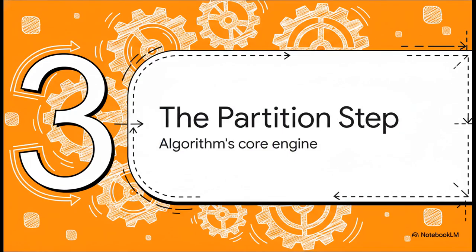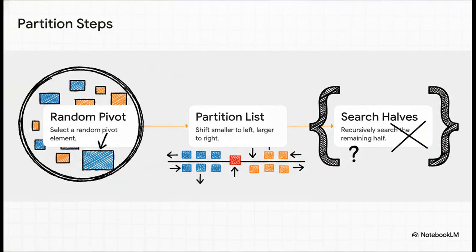Part 3. The partition step, the actual core engine of the algorithm. Let's see how this physical dividing actually plays out. First, we select a random pivot, often just grabbing the very first element in the unordered array. Next, we partition the list around it. Basically, we shift all the elements smaller than our pivot to its left and all the larger elements to its right. Finally, as we just talked about, we recursively search the remaining half where we know our target actually lives.